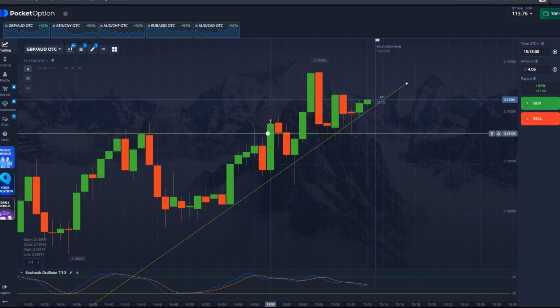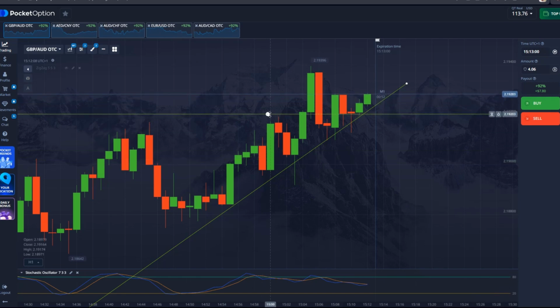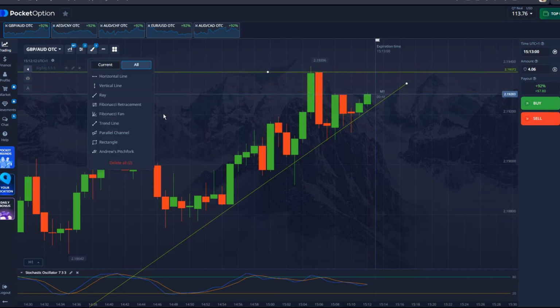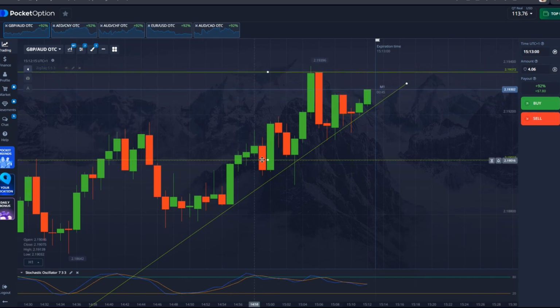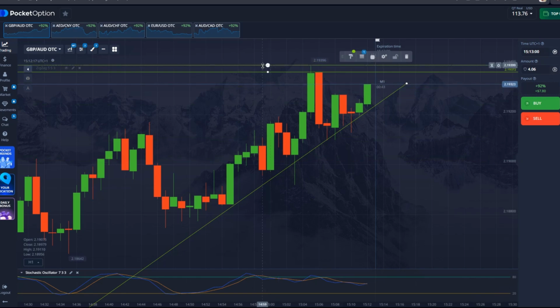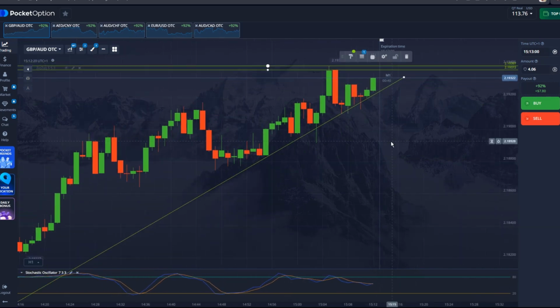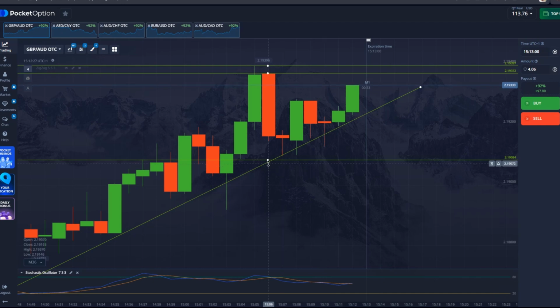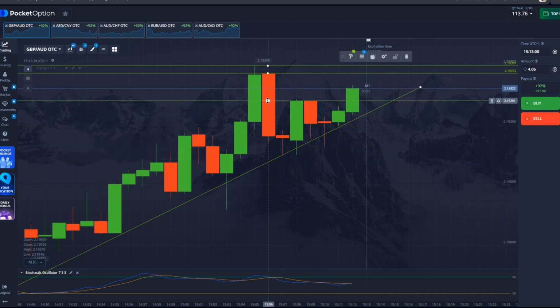Now let's play with our support and resistance. This is a support point. This is a strong resistance point. So what I want is I want this to break off completely.